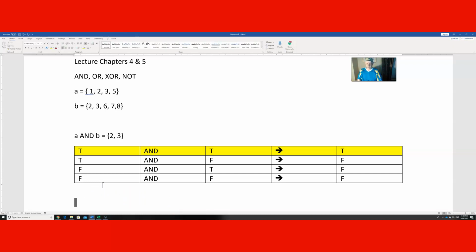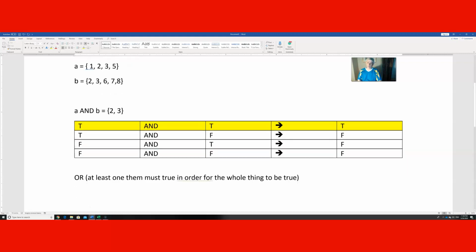Is it clear that both of them must be true? On the other hand, for OR, at least one of them must be true in order for the whole thing to be true.